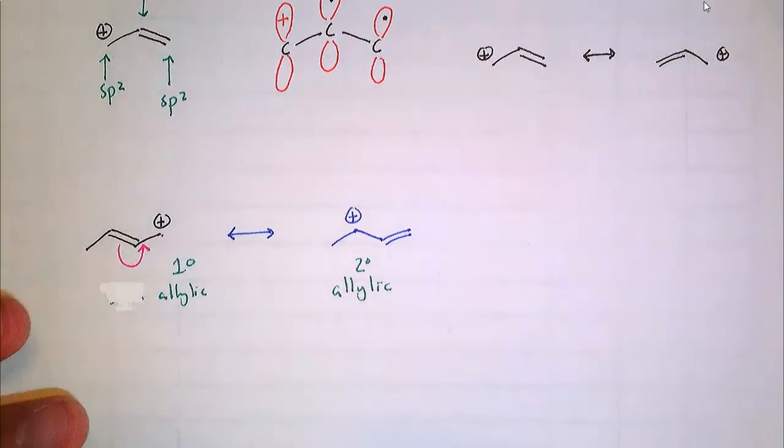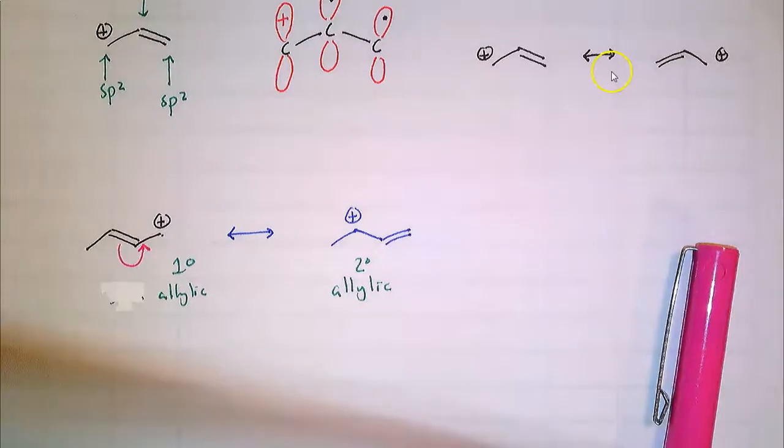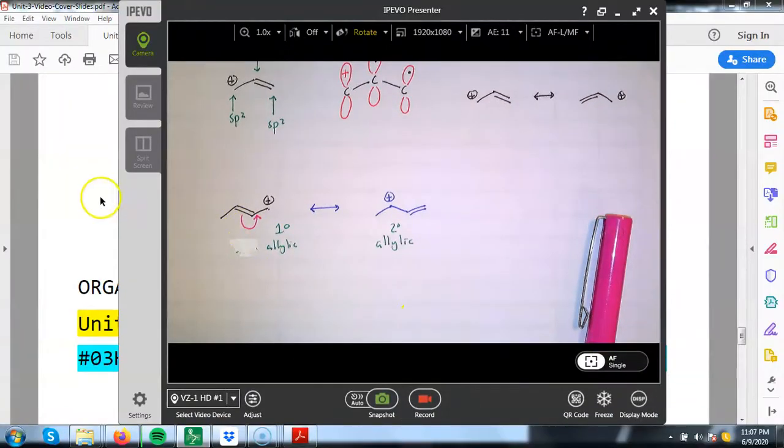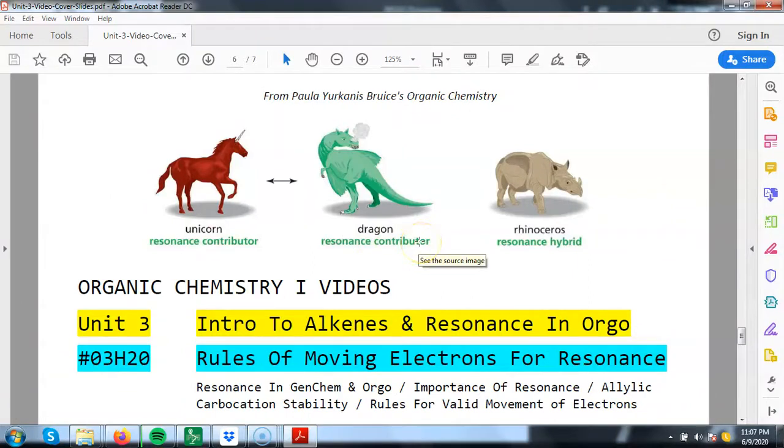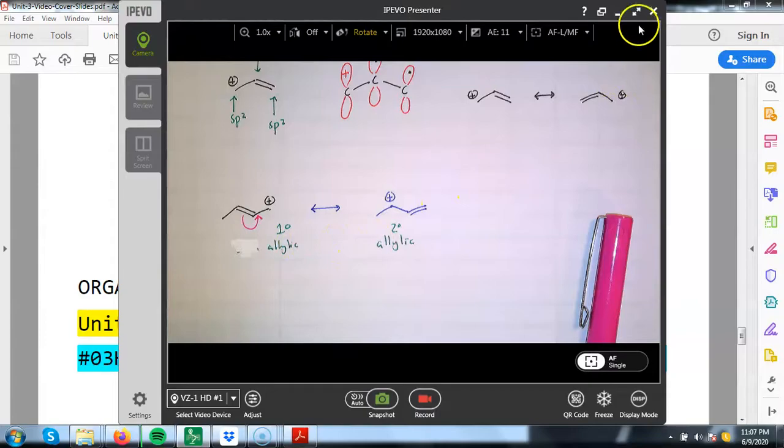But the thing about resonance is this. Think about the 2 molecules that we drew, the 2 allylic carbocations. Which pictures represent those 2 molecules? This one, resonance contributor, resonance contributor. What do you know about these 2 creatures? I'm pretty sure they're made up. These don't exist in the real world.